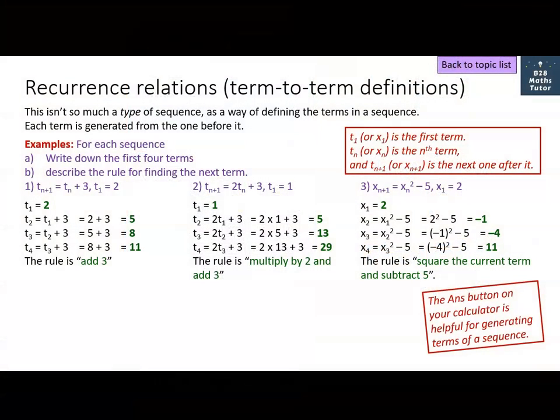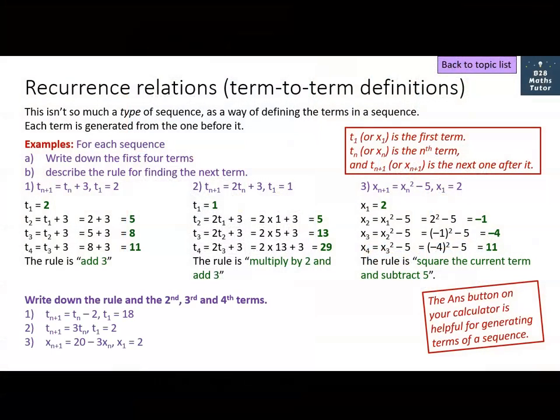Right, now some questions for you to have a go at. Write down the rule and the second, third and fourth terms, because you're given the first term in each case. So pause the video, work out your answers and press play when you're ready to go through them.